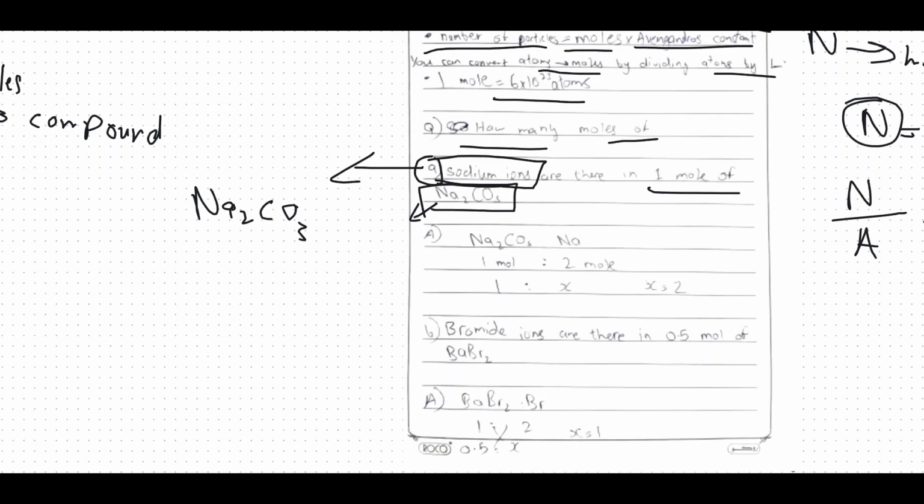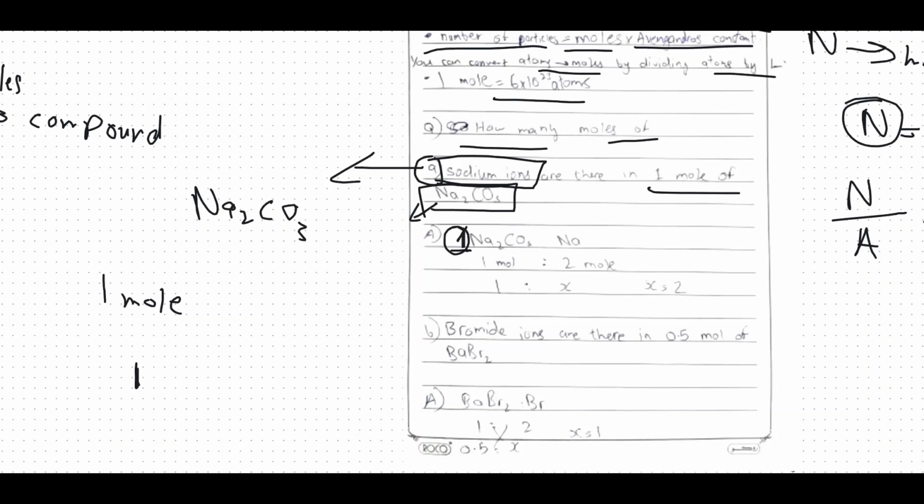So I have 1 mole of Na2CO3. 1 mole has 1 compound, because the suffix, right? This suffix is 1 only.